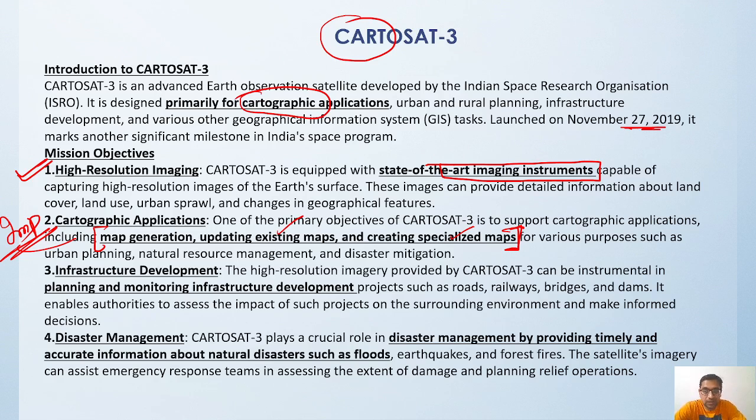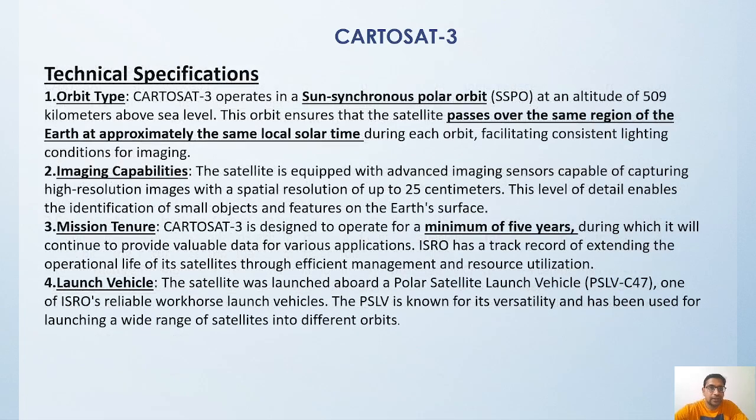Then again, disaster management: this will provide very timely information during disasters like floods, earthquakes and forest fires. There are a lot of satellites working on common scales, and they will be helpful in emergency evacuation and everything. Okay, so now the technical specification. The orbit of this Cartosat satellite will be a sun-synchronous polar orbit, following a trajectory with the sun, at an altitude of 509 kilometers, that is a low Earth orbit, that we are going to have.